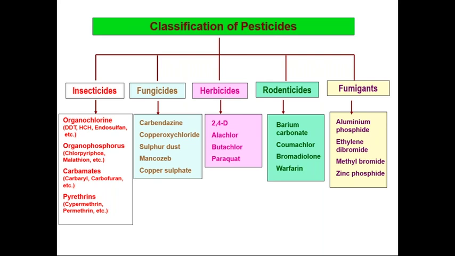Then you have pesticides against rodents, rodenticides. Rodents can destroy the plants faster than the insects or the fungus. So you have barium carbonate, bromadiolone, warfarin, and then you have fumigants such as aluminium phosphide, ethylene dibromide, and zinc phosphide.